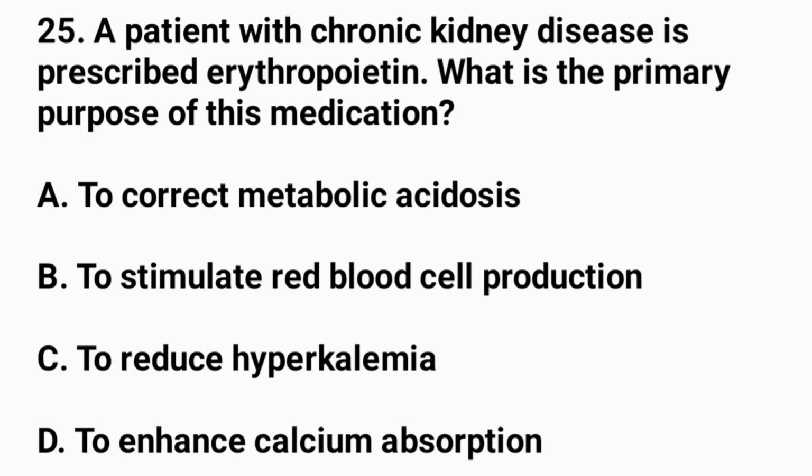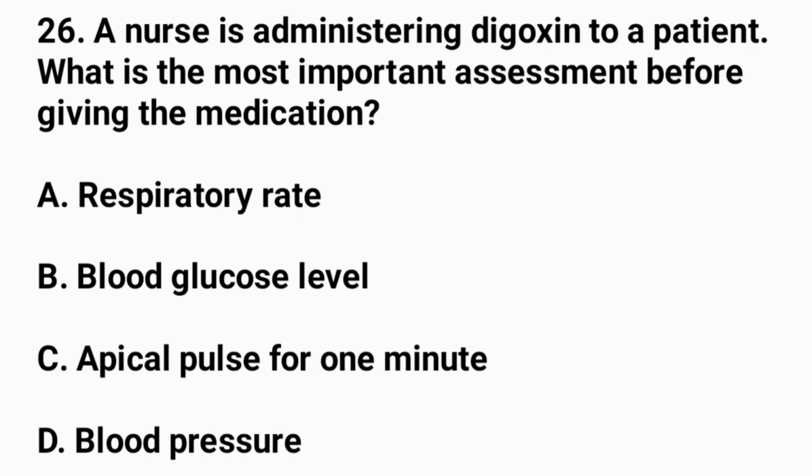Question number 25. A patient with chronic kidney disease is prescribed erythropoietin. What is the primary purpose of this medication? The right answer B. To stimulate red blood cell production. Question number 26. A nurse is administering digoxin to a patient. What is the most important assessment before giving the medication? The right answer C. Apical pulse for 1 minute.